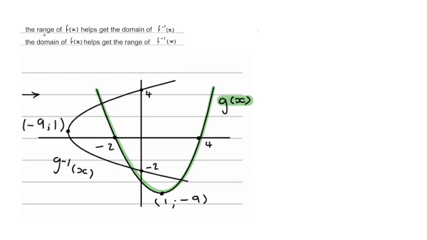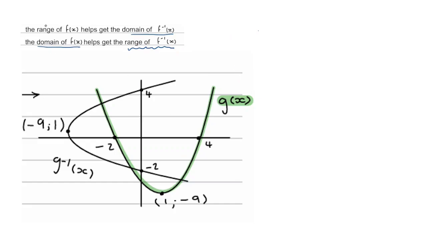If I'm asked to work out the range of the original, all I need to do is look at the domain of the inverse. Or said backwards, if there's a question that out of the blue says work out the range of the inverse, then all I really need to do is go back and get the domain of the original. So the domain of one gives you the range of the other. For example, I've got this picture here just to make it visually easier for you.